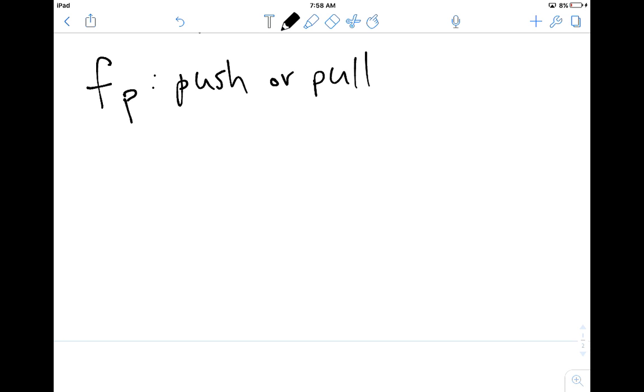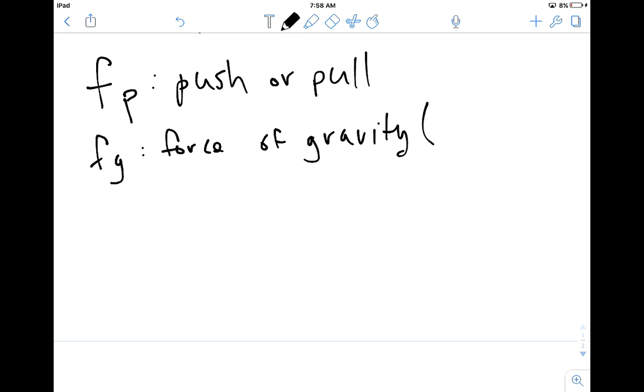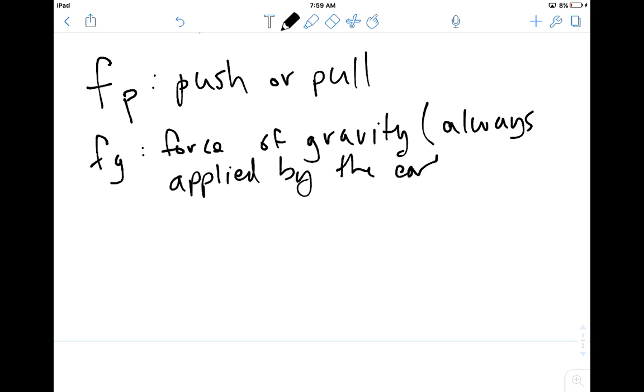FG is the force of gravity. A big thing here is the force of gravity is always applied by the earth. Whenever we're talking about FG, our agent, the thing that's applying it, is the earth.